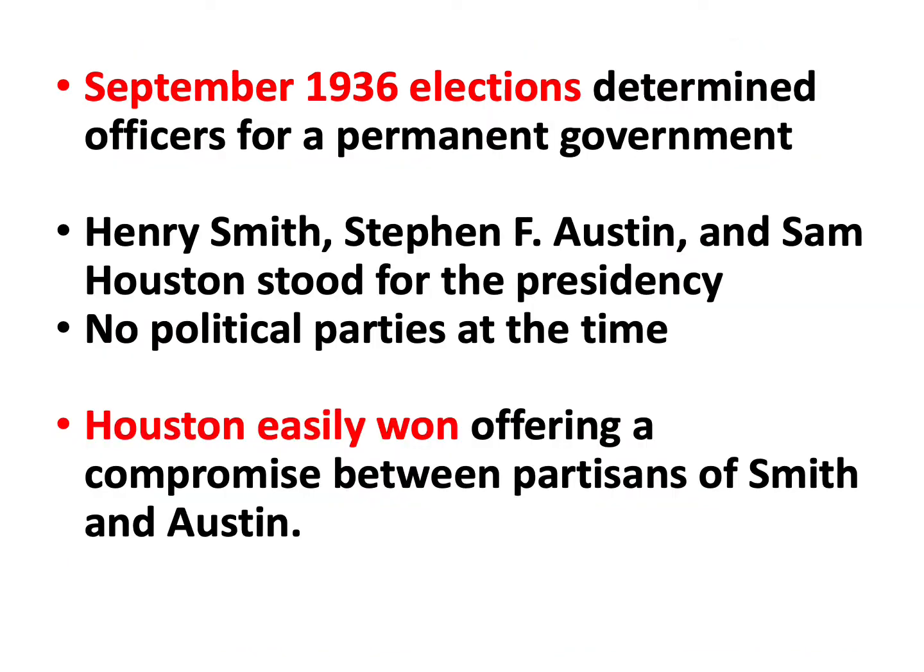So there was an interim government after the Battle of San Jacinto. And then in September 1936, the Texas officials determined that there would be an election to set up a permanent government. And there were 3 candidates, Henry Smith, Stephen F. Austin, and Sam Houston. And there weren't any political parties at this time, so it was really more of a popularity contest among the 3 individuals.